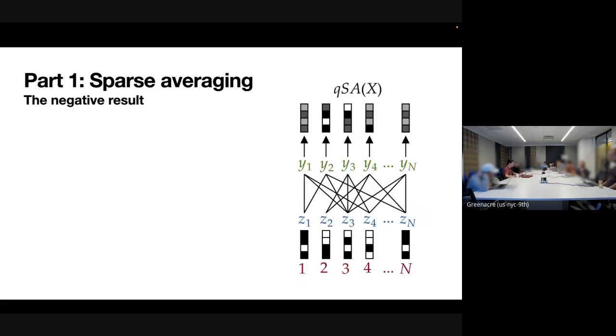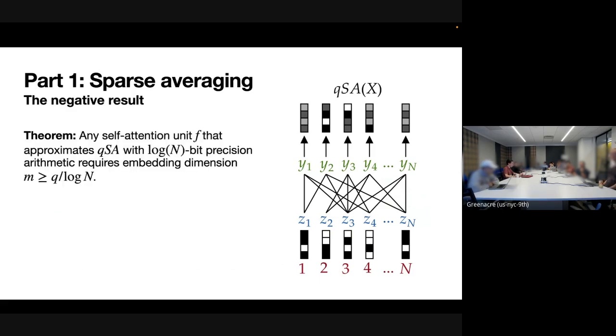So how does the negative result work? This is where we use communication complexity. The idea here is that if we're using log n bit precision, then the embedding dimension must grow according to Q. And we have this divided by log n factor as a result of the bit precision. If this were p bit precision, then it would be Q divided by p. But it's generally easiest, when contrasting our results, to think of the bit precision being log n bits. And the key thing here is that once again, we get linear dependence on Q.